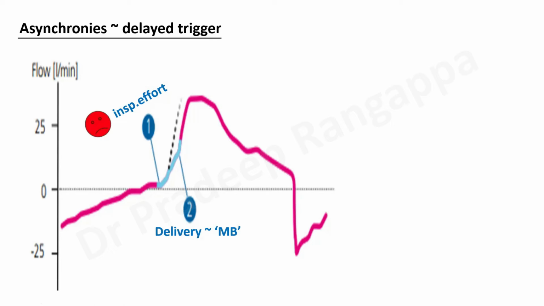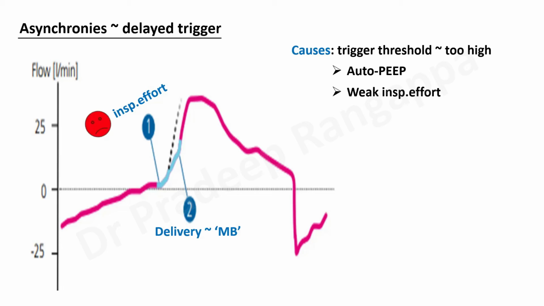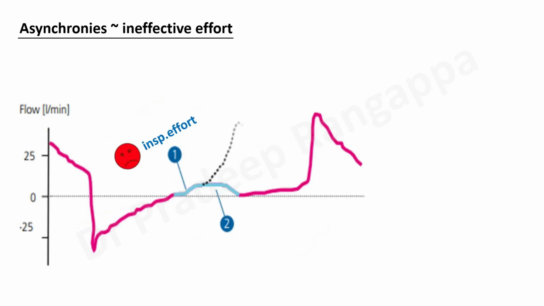One should understand that when you see such a thing, there are certain causes. Obviously, the important cause is when you have a high threshold. When the trigger thresholds are high, obviously there will be a delay in initiating that trigger, and that leads to this lag time between the patient's effort and the machine's ability to deliver the mechanical breath. Or when there is auto PEEP. That's why we discuss so much about auto PEEP. If you have an auto PEEP, there is a lag time between the patient's inspiratory effort and the delivery of the mechanical breath. Or when there is a weak inspiratory effort. So these are some of the reasons for delayed trigger.